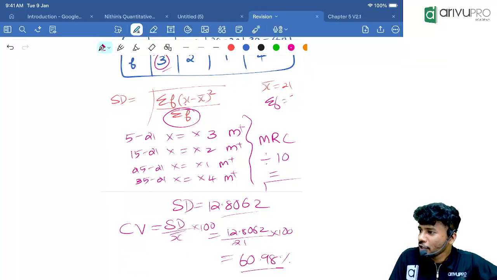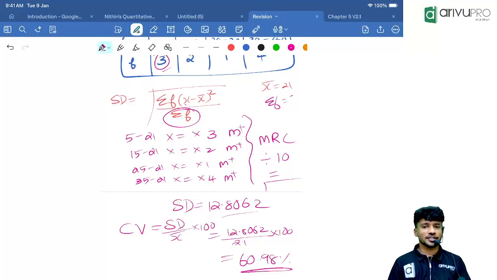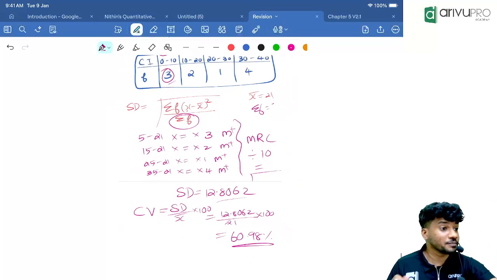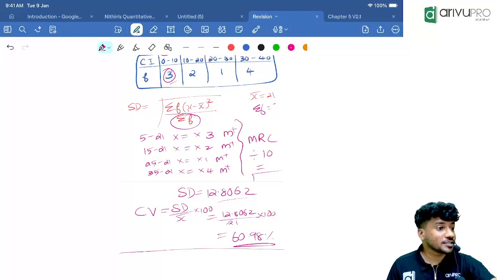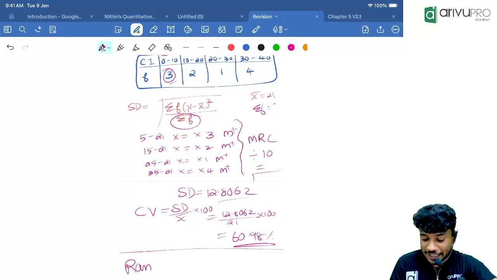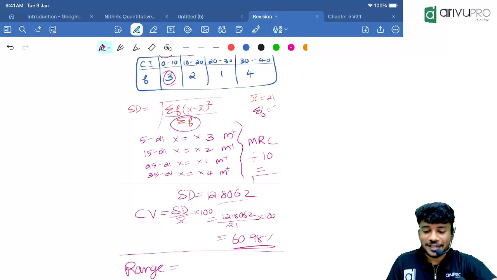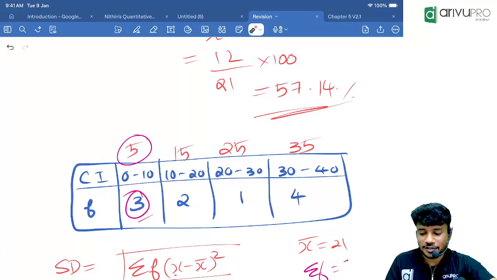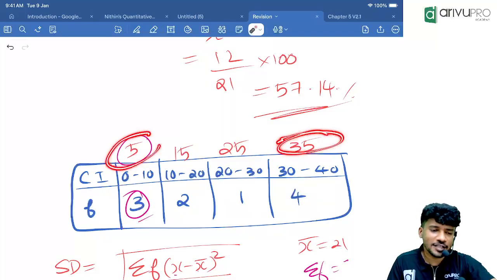60.98% is your coefficient of variation. Two things are done. Before that, did we study range? How to find range? Range is how much? Now, which is the largest value here? Can anyone tell me which one we will take as largest? 35 we will take as the largest, and 5 as the smallest.